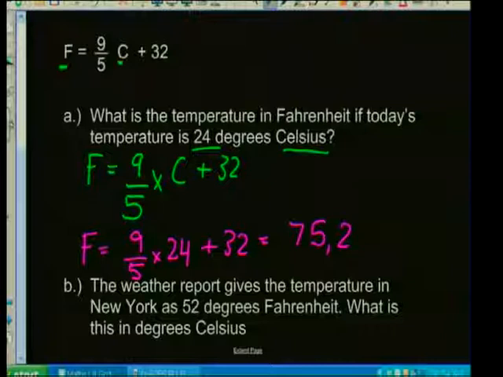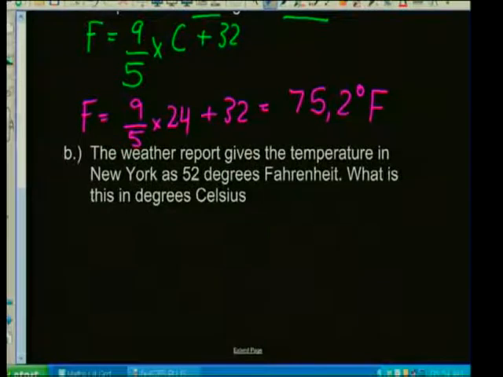So what are we dealing with? We want our answer in degrees Fahrenheit. So always remember you need a unit. Next part of the question says, the weather report gives the temperature in New York as 52 degrees Fahrenheit. What is this in degrees Celsius?